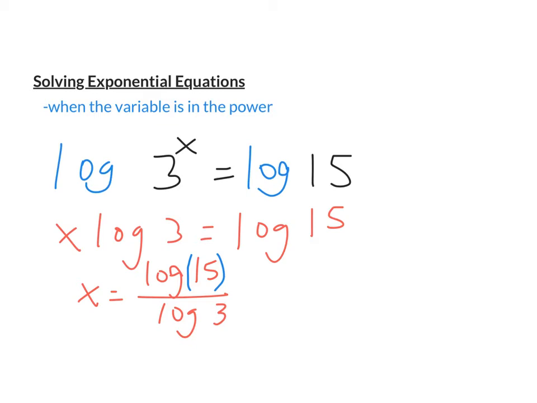Now, before I go on to the next slide, let's think about something here. Since my original problem was 3 to the x equals 15, and as I mentioned, if x was 2, this only equals 9.